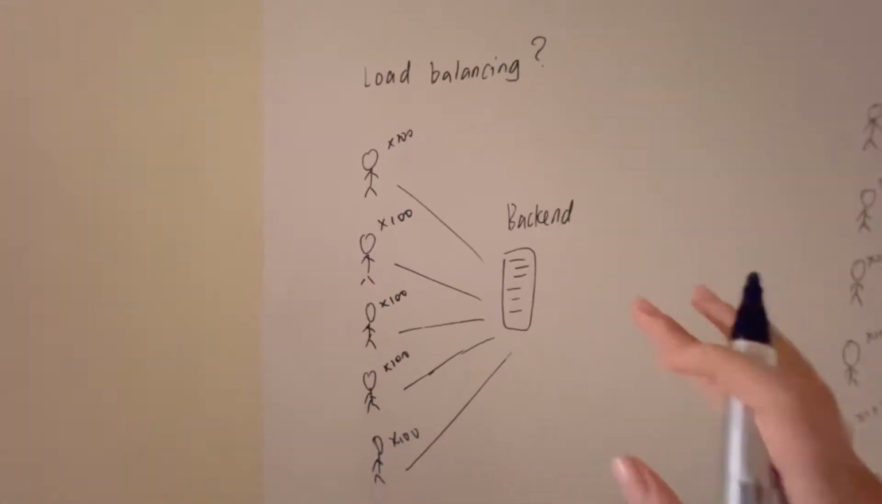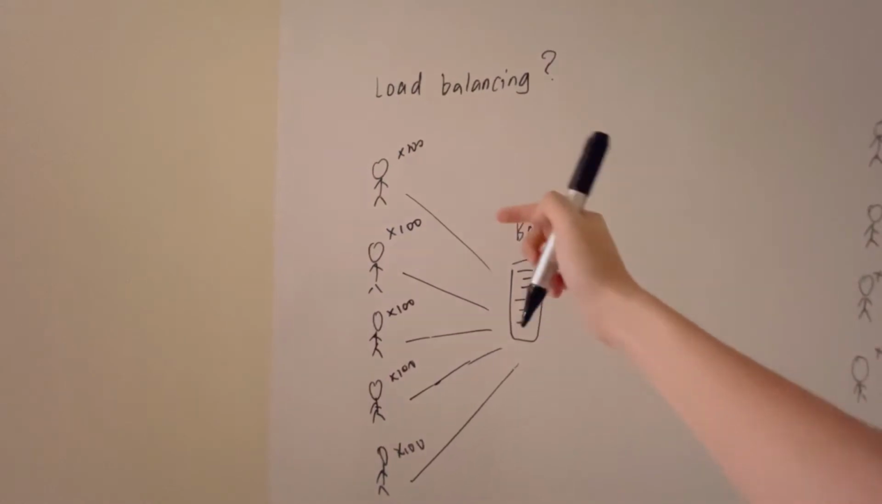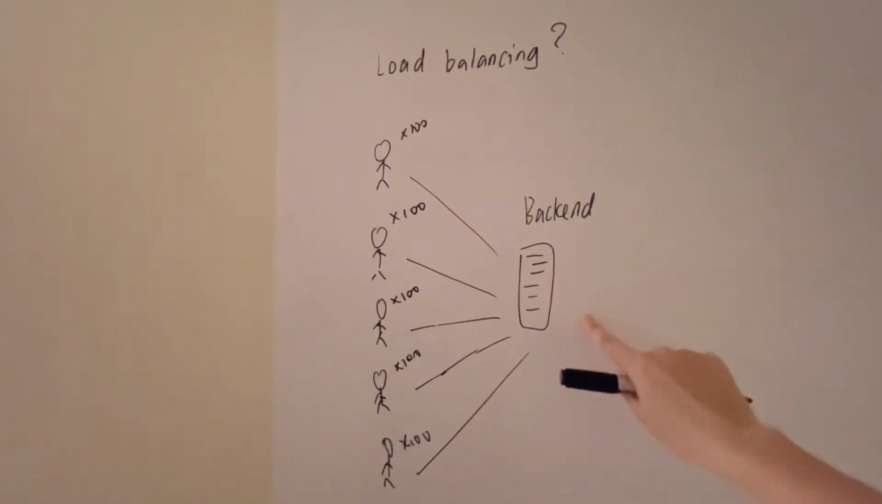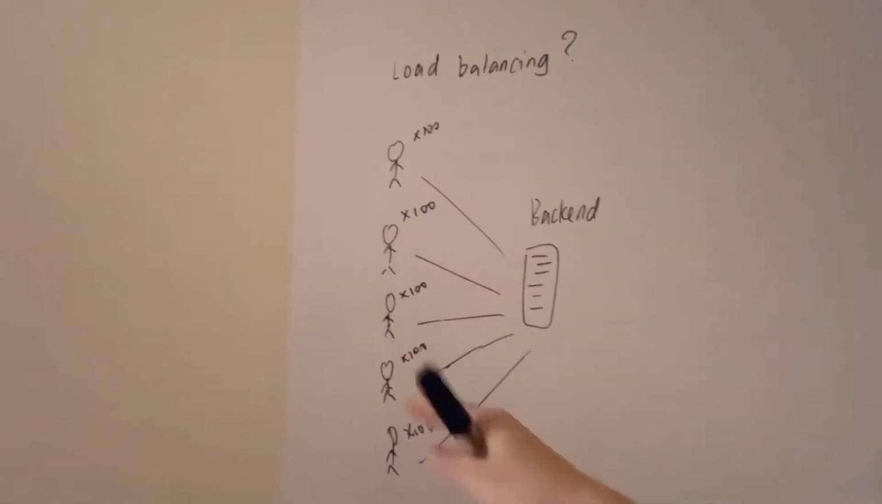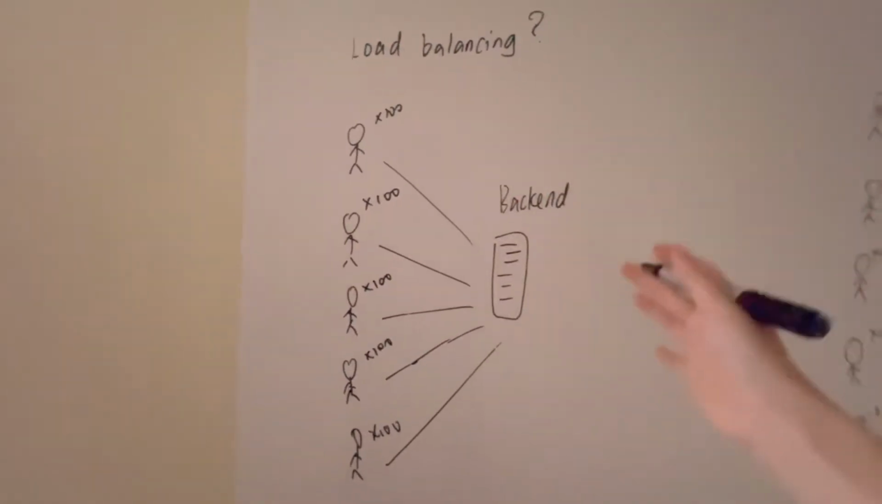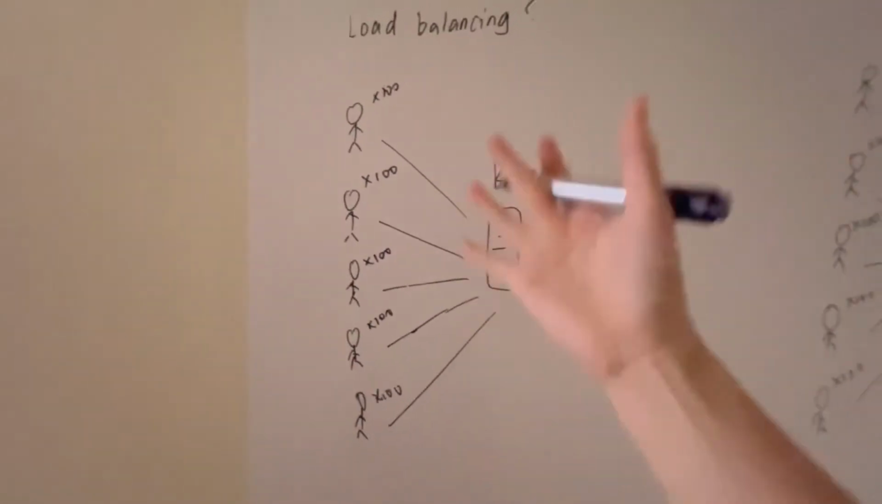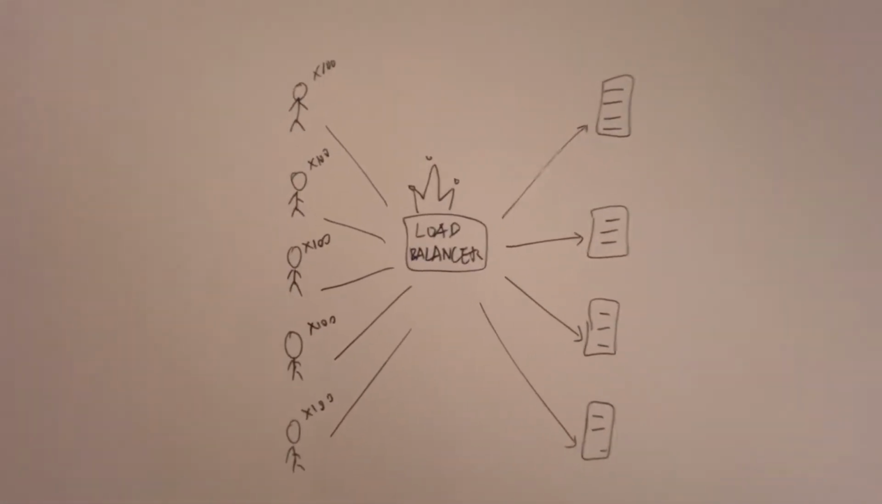So, what is load balancing? Imagine we've got 500 people wanting to access a single backend. That's fine. But what if this backend dies, like goes down, then we can't access it anymore, right? What if we had something that would solve this problem?